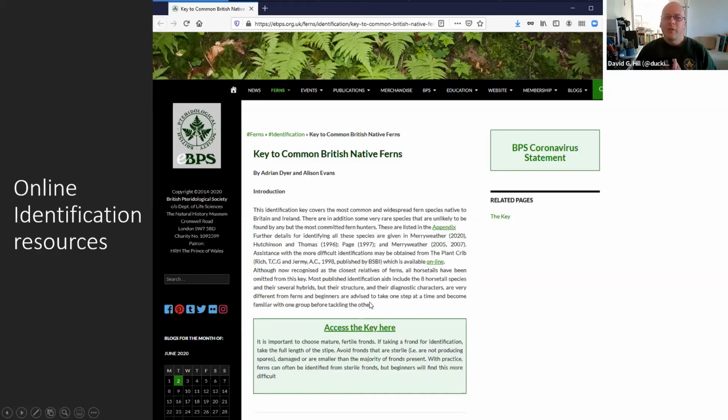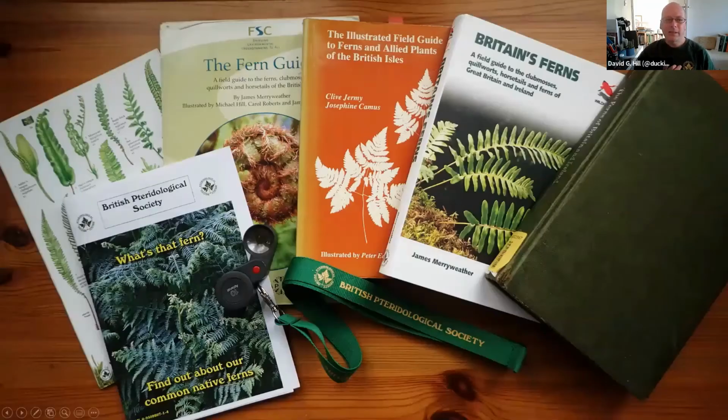If you prefer your more traditional resources, they range, as with all of these things, from the free to the inexpensive through to the horrifically expensive, depending upon how much you want to spend. The BPS produce a free guide on their website, What's That Fern, with the common native ones that you can print out yourself, and if you just want to do picture matching, that's perfect.